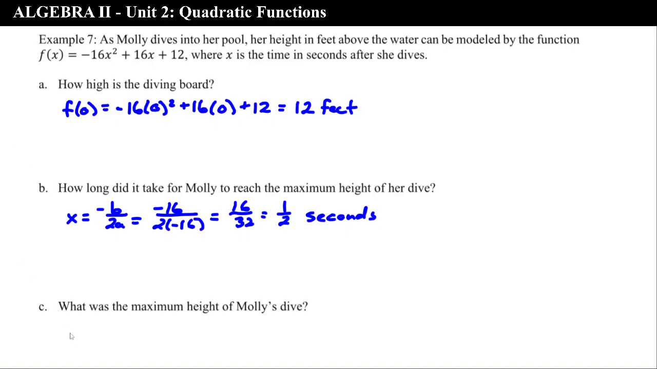And then if we want to know the maximum height of Molly's dive, you're going to take that time that she was at her maximum height, and you're going to plug that into your function.